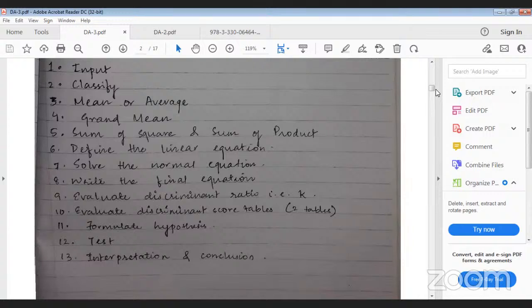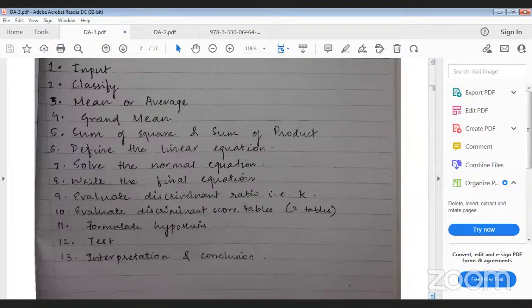Discriminant means you have to classify whether he is a boy or girl, whether you get the job or not, whether he will get the seat in the university or college or not, whether he is a buyer or non-buyer, whether he is brand loyal or brand switcher. You can do it for any type of example. Then evaluate the discriminant score table, then formulate the hypothesis, test, interpretation and conclusion. These are the steps you have to follow to solve problems related to discriminant analysis manually, that is, using a calculator.